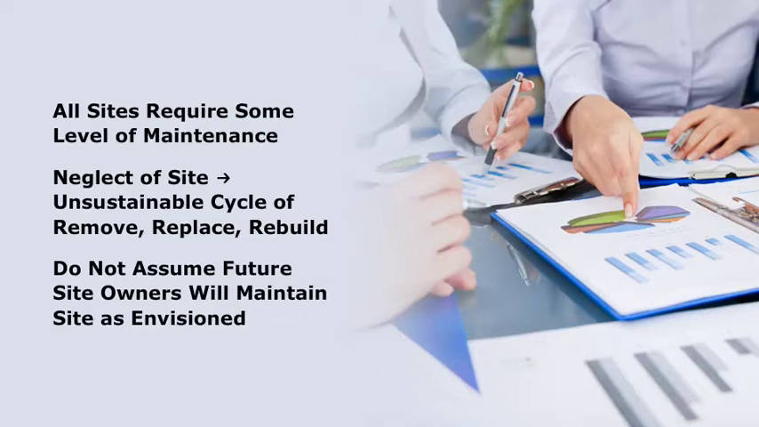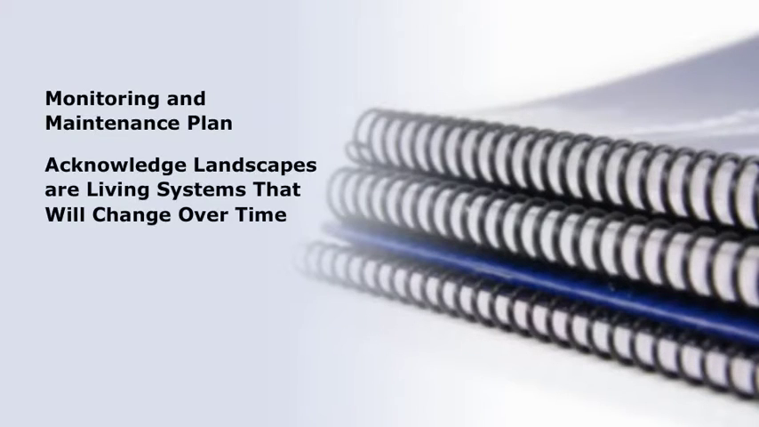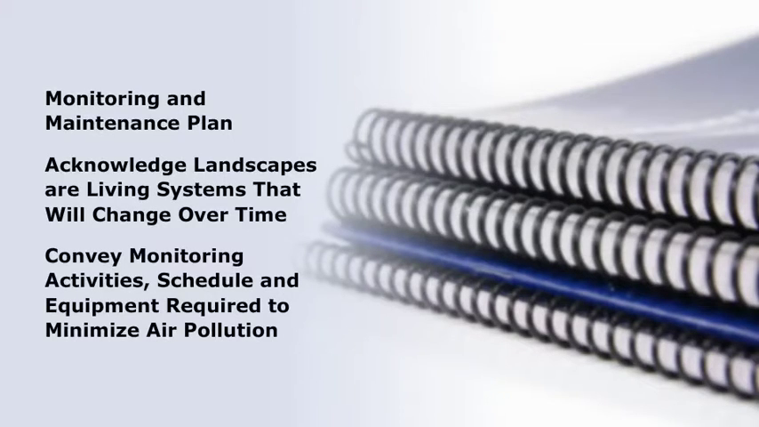Do not assume that future site owners and land care professionals will automatically maintain the site as envisioned by the project team. To inform and guide the sustainable management of the site, provide a monitoring and maintenance plan to the client. The plan should acknowledge that landscapes are living systems that will change over time and convey the monitoring activities that will inform maintenance practices and the schedule and equipment required to minimize air pollution and successfully sustain the natural and built components of the site.